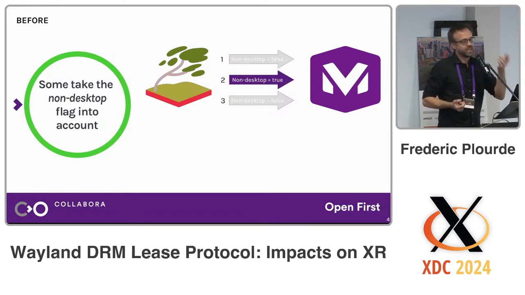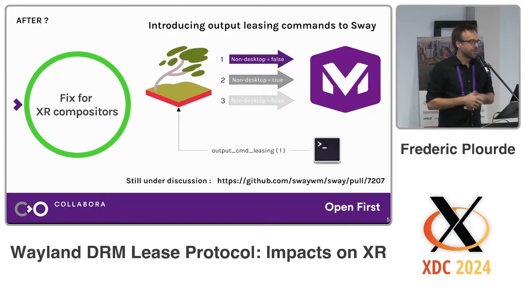So here, for example, the XR headset interesting for Monado would be output number 1, and we missed that. And so a dear colleague of mine, Simon Ser from Collabora, very recently introduced in Sway output leasing commands. A super simple and easy way, from an external point of view, to just use the output command for leasing and choose whatever output you want. And so this works beautifully. This is still not available and under discussion, but you can take a look at the pull request in the link down there.